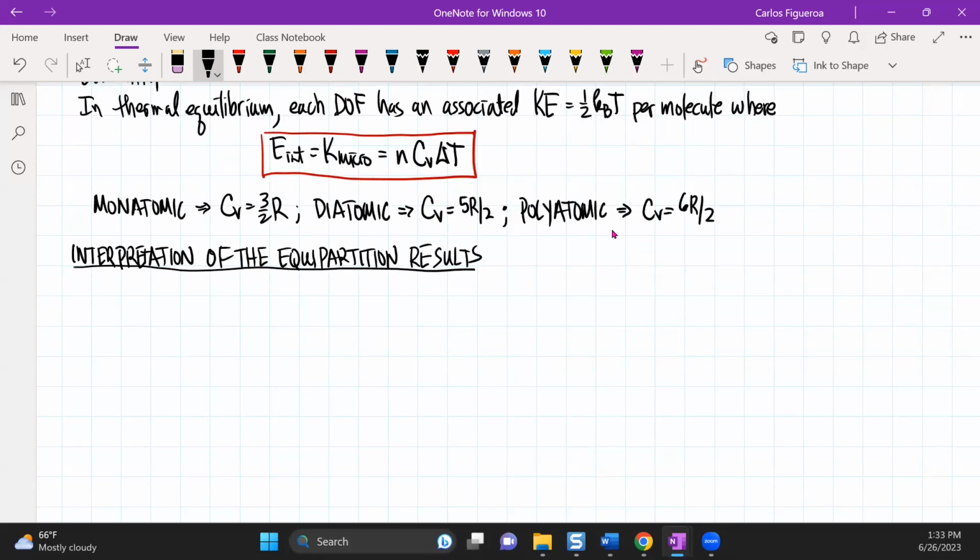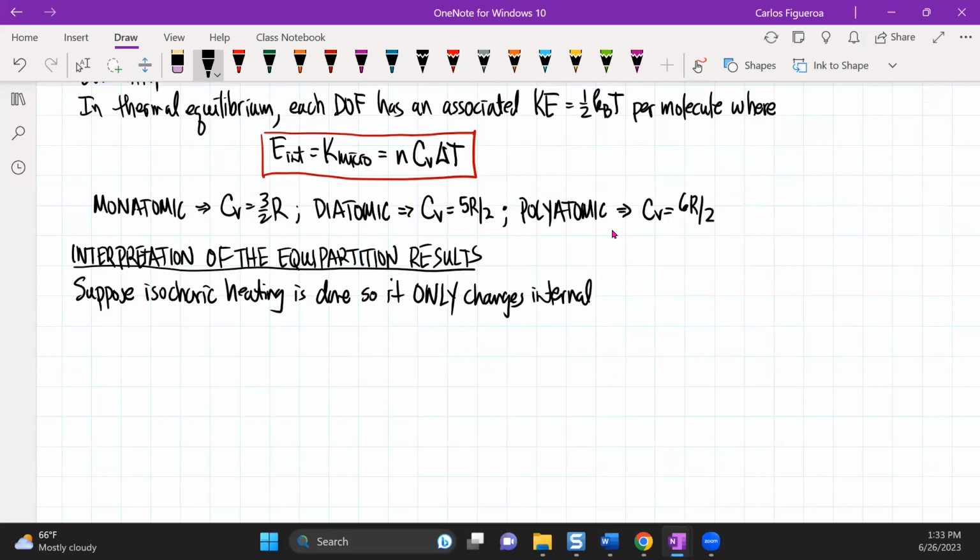Here's what we started with. Remember, we got to CV. How did we define CV? So suppose isochoric heating is done so it only changes internal energy.